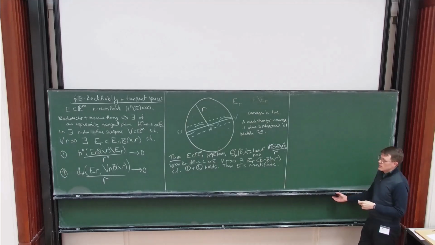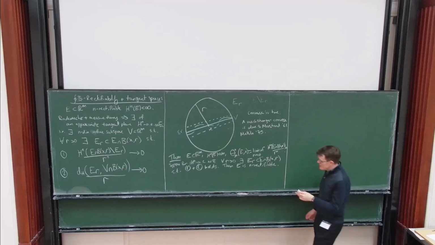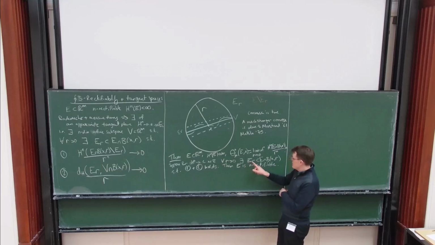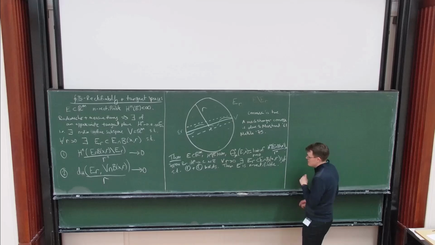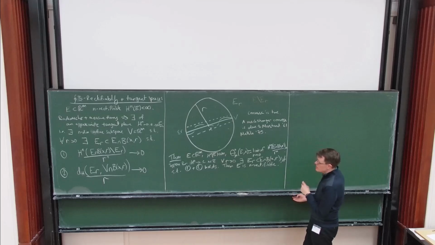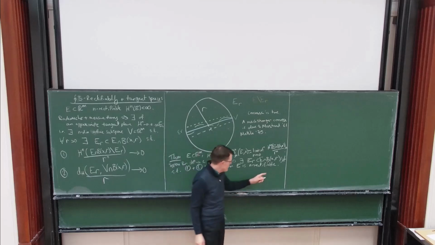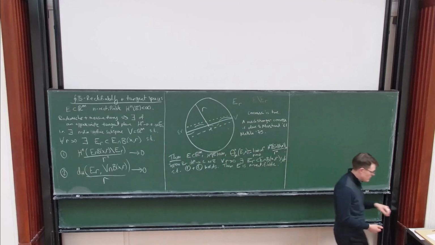So, just to save you the pain, what's the difference between the converse? There's the E_r and V_r such that 1 and 2 hold. So the difference being that V can depend on r, right? Whereas over there, V is fixed. Whereas now we have V_r depending on r.